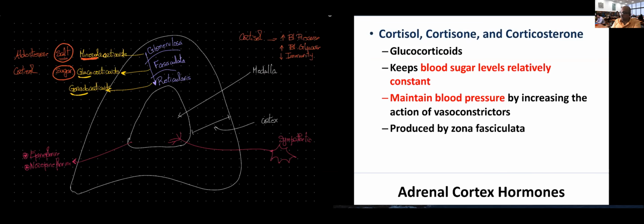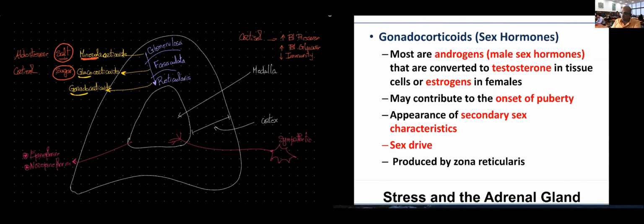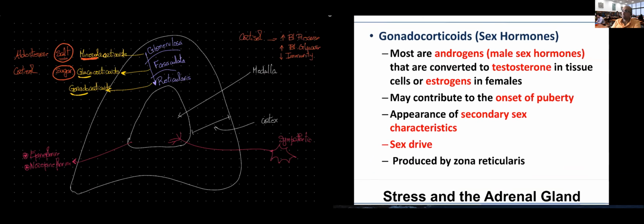The third layer of the adrenal cortex is going to be the zona reticularis, and it's going to be releasing gonadocorticoids, and those are sex hormones. Male androgens, male sex hormones that are getting released in both males and females.